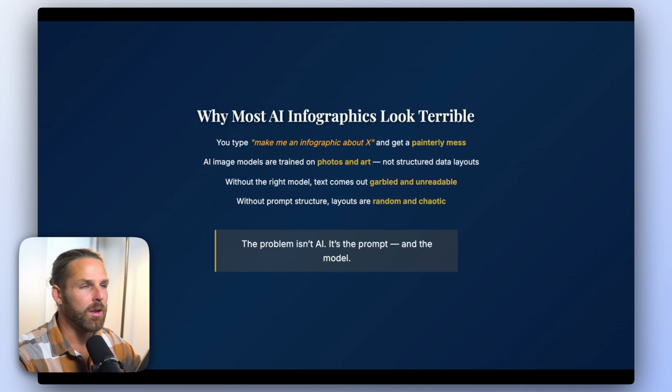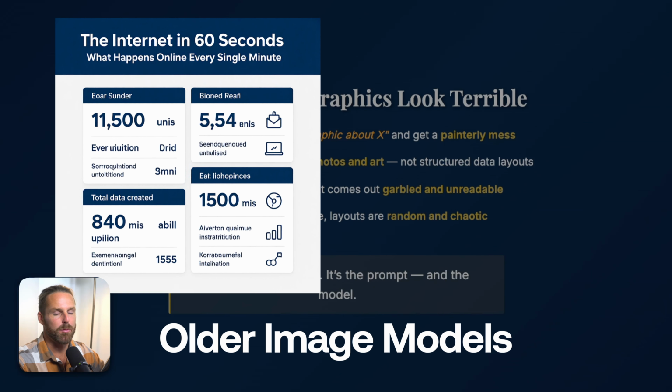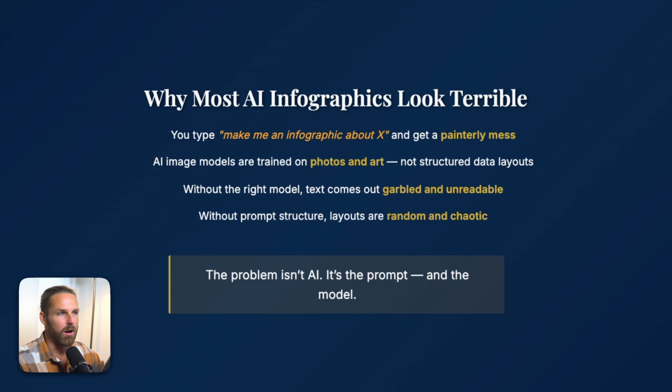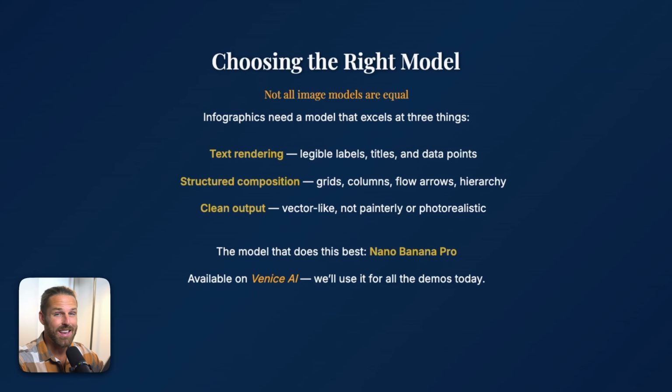So before we dive in, why do most AI infographics look terrible? Well, the truth is, up until recently, most AI models have been trained on photos and art, not structured data layouts. So until Nano Banana Pro came along, this was really tough to come up with images like this. But Nano Banana Pro excels at text rendering, structured composition, and just creating clean vector-like output.